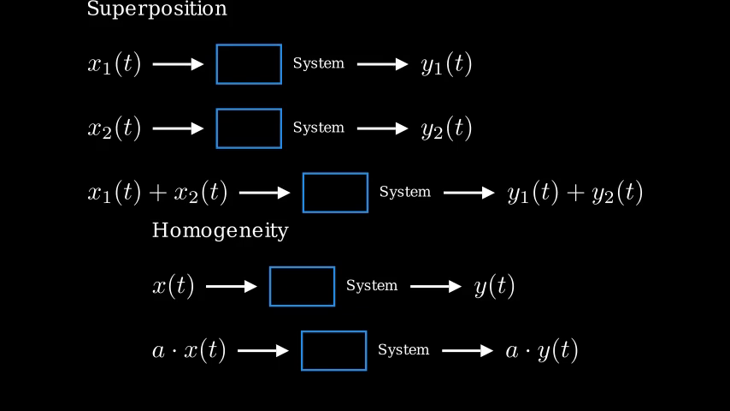where a is any scalar. A system is time invariant if a time shift in the input causes the same time shift in the output. In other words, if input x of t produces output y of t, then input x of t minus t0 must produce output y of t minus t0, where t0 is any time delay.